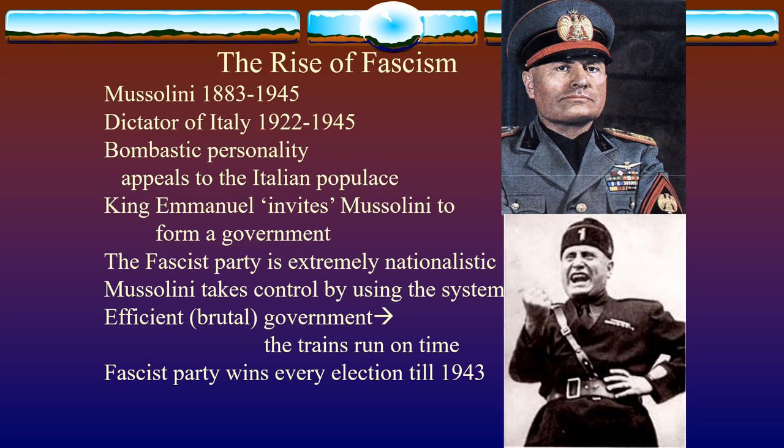And that meant that Italy had crossed the line. They'd taken one step after another, after another, until the only outcome was war. And so Italy joined the Germans, which was a terrible mistake. And that's how they got dragged into World War II.